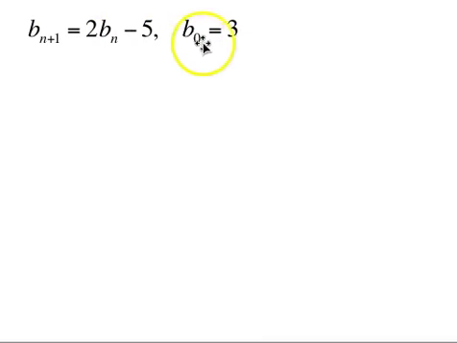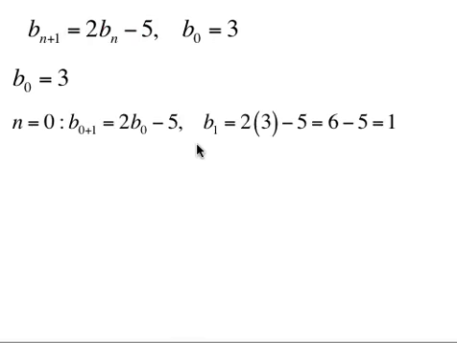Now I've got to go with various numbers for n. So I want to get b sub 1, I will need n to equal 0. If n equals 0, b sub 0 plus 1, b sub 1 will be 2b sub 0 minus 5. We know b sub 0 is 3. So b sub 1 is 2 times b sub 0, 2 times 3 minus 5. 6 minus 5 is 1. So now we know b1 is 1.